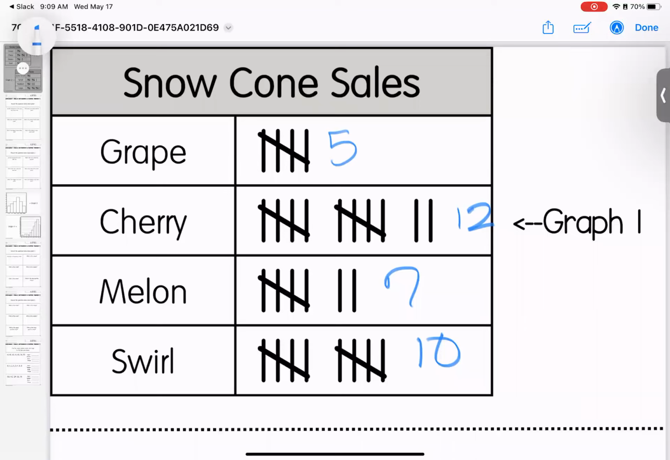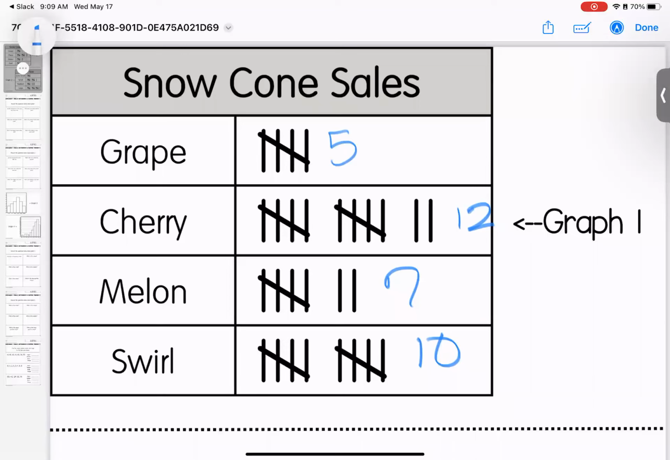What is the mean? Remember, mean means average. So if I add 5 plus 12 plus 7 plus 10, I'm going to get 34 in total, and then I have to divide that by the number sold, or the options. I'm going to get 6.8. 6.8 for the average.